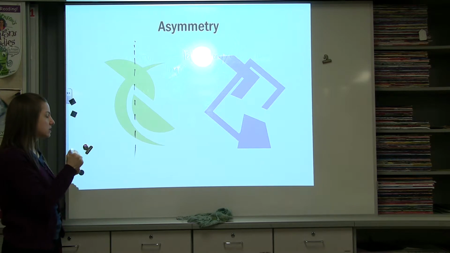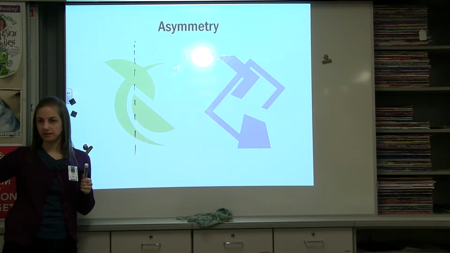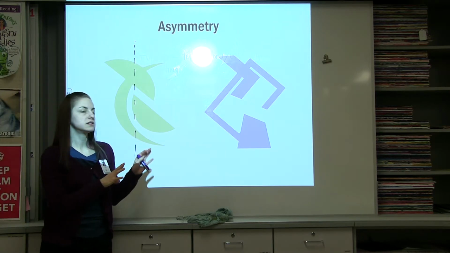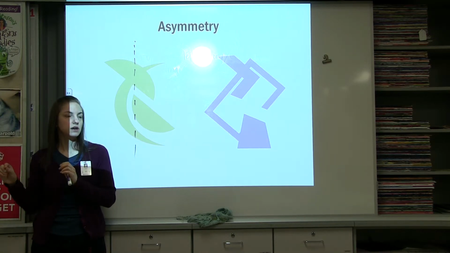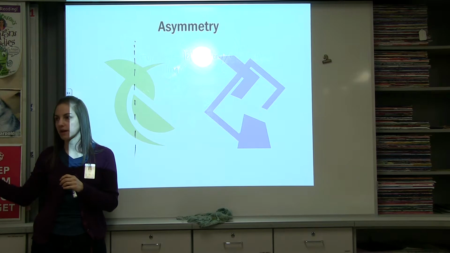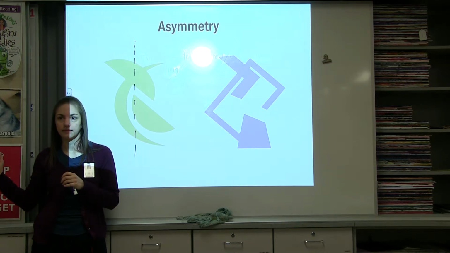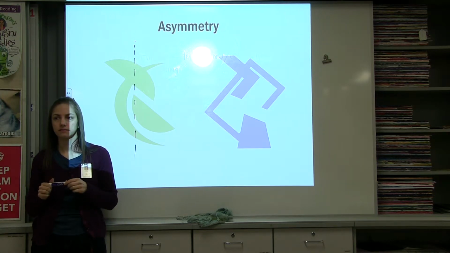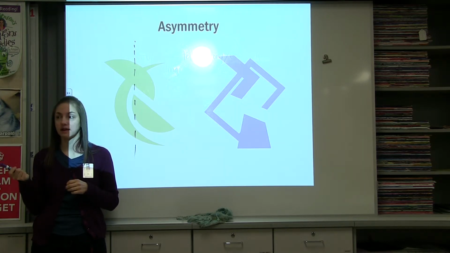Does anybody know, and you guys are a perfect example of this right now, why asymmetry tends to be more commonly used in art than any of the other types of symmetry? Why might an artist prefer to use asymmetry? Any guesses? More abstract and more freedom. Gives you more freedom as an artist.